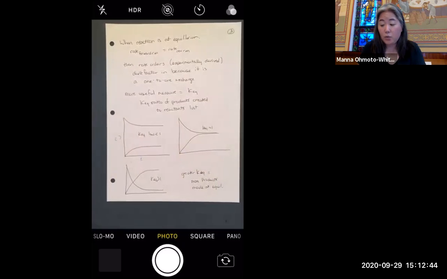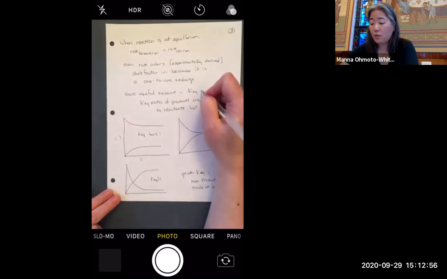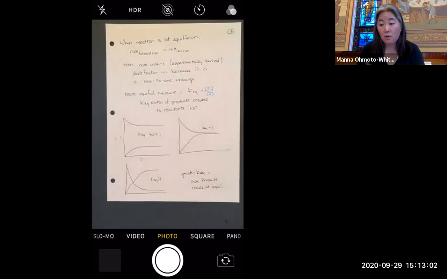So I can have a situation in which when I reach equilibrium, not many of my reactants have been converted to products. I don't have that high of a product concentration. In that case, because my KEQ value is equal to the proportion of my products over my reactants at equilibrium, and my products are in the numerator, I'll have a small numerator and a large denominator. My KEQ value will be low and it'll be less than 1.